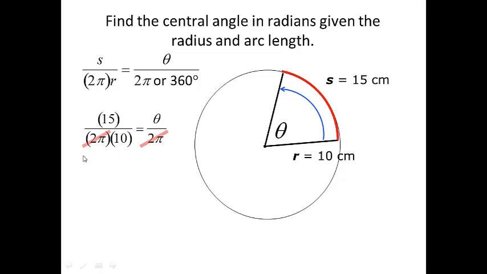All right, so I'm going to first cancel the 2 pi's. And then, like I reduce the 2 pi's, I get a 1 and a 1. I can reduce the 15 and a 10, and I get 3 and a 2. So that means theta is equal to 3 over 2 because I've canceled everything else out.